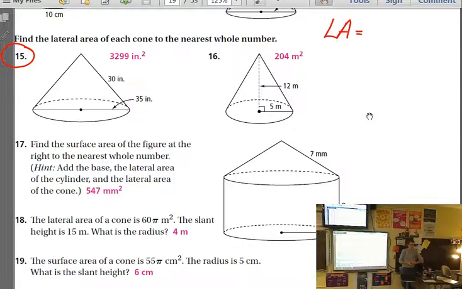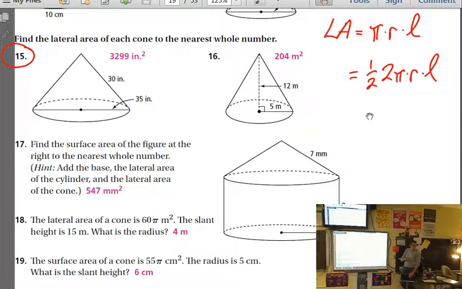Michelle? Pi times radius times slant height. Pi times the radius times the slant height. So here's the thing. Technically it's 1/2 times 2 pi times the radius times the slant height, but the 1/2 and the 2 pi cancel each other out. So hold on, let's look at that one. 1/2 times 2 pi times radius times slant height.